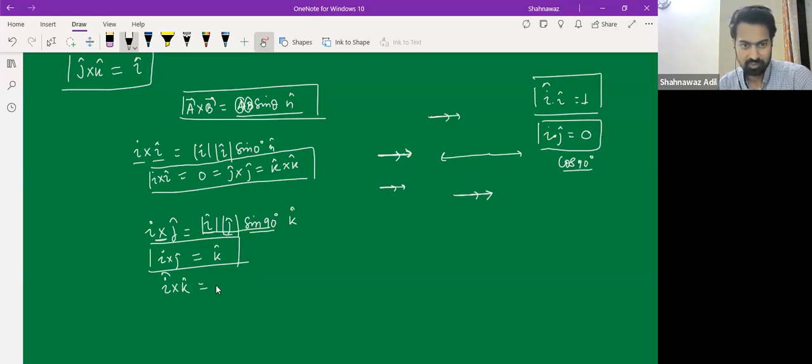I vector into K vector: sine, not magnitude, sine. And what is the angle between I and K? I have represented it in so many ways, for example the corner of a room. So what is the angle between I and K?